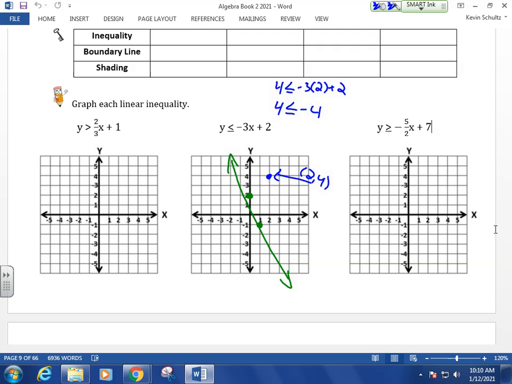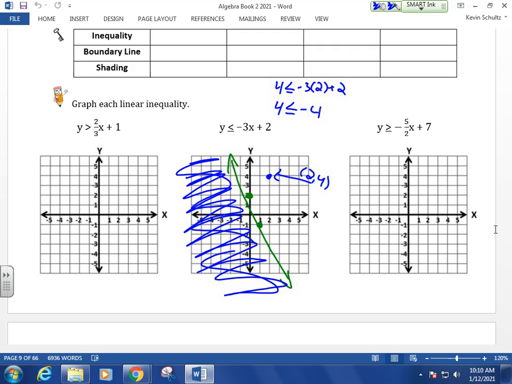Is 4 less than or equal to negative 4? It is not. So that ordered pair that we picked doesn't work, which means nothing else on that side of the line is going to work. So we're shading the other side. I always feel bad because it's such a waste of this smartboard ink to shade that large of a section. But such a waste.